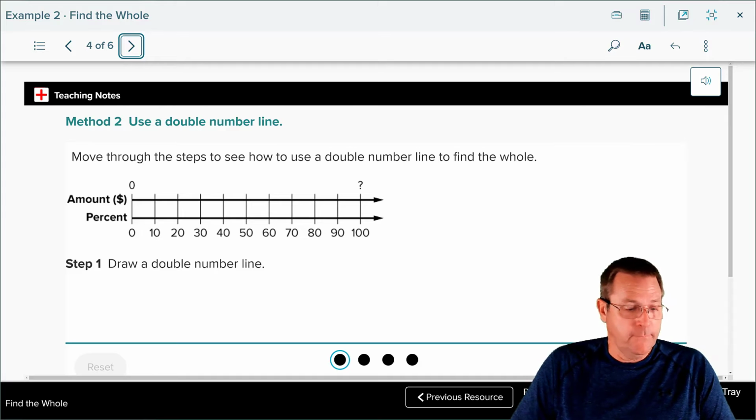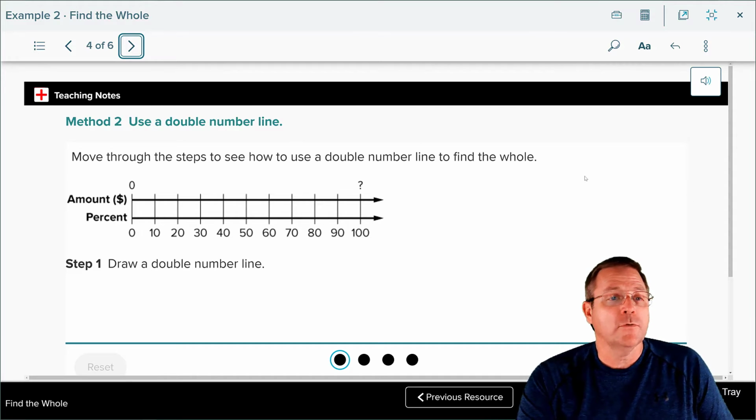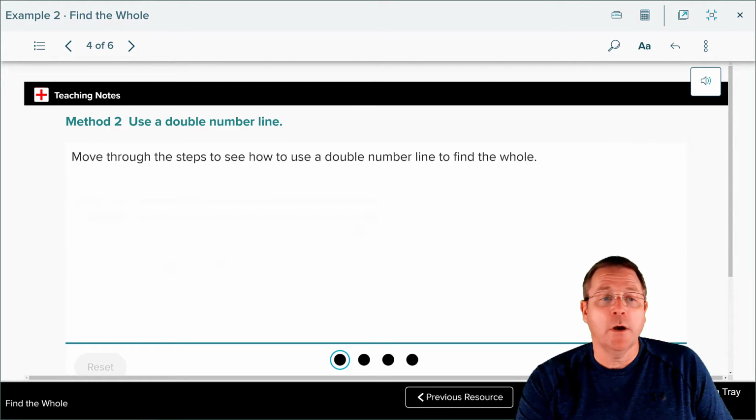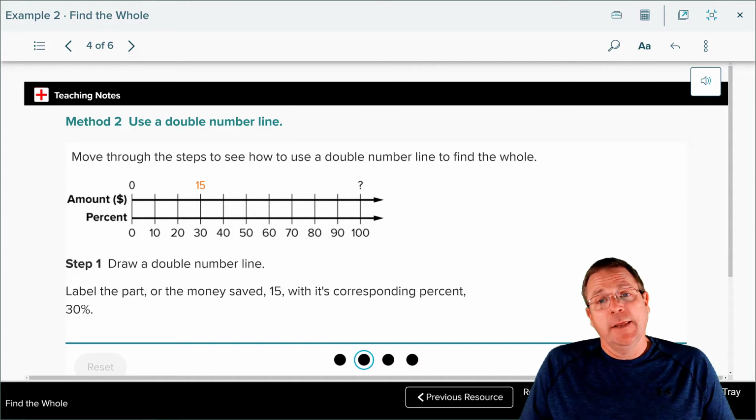Now you can also use the double number line approach, and as I've said, this is really my least favorite method to do these. And you can see on the double number line, they've set it up like they have all the others. You've got the amount right here, you've got the percent on the bottom, and you have 0 to 100%. And then we say, well, what do we know? We know that 30% was going to equal 15. And we calculated earlier the other way that each 10% is going to be 5.